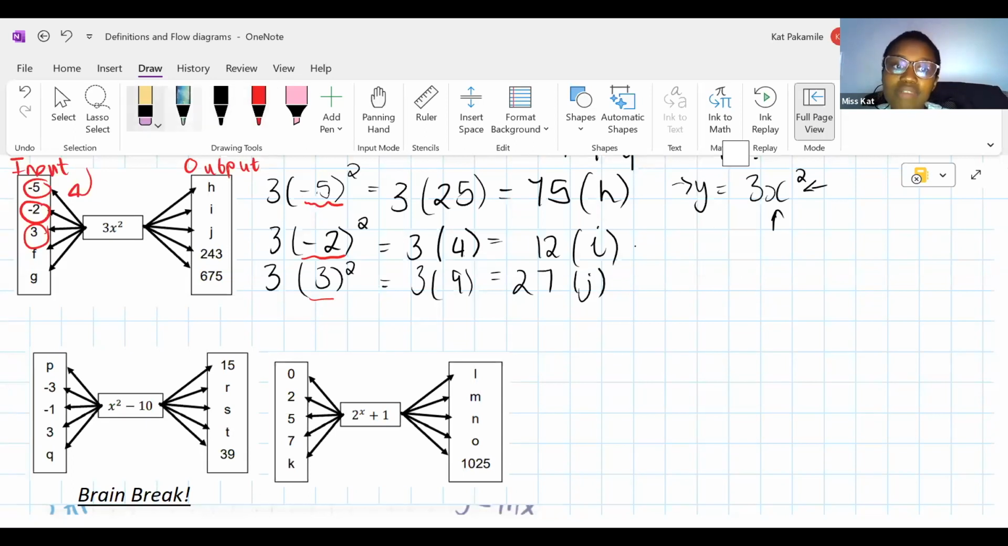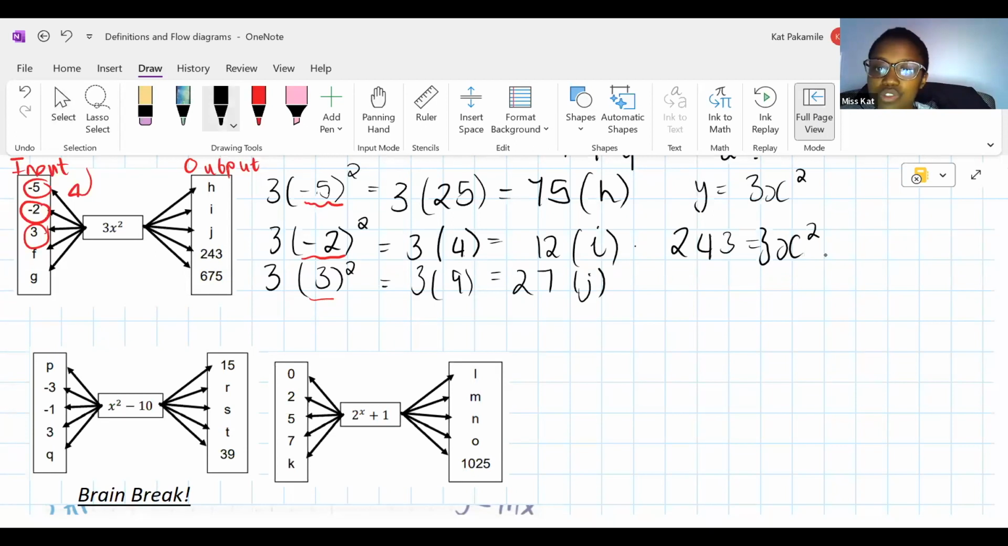What did they give us? They gave us 243, which is the output. There we go. And which letter here corresponds with the output? It's definitely not X, right? Which one is it? It's Y. So instead of substituting at X, you're going to substitute at Y. Because then you're going to have 243 is 3x squared. And remember, Eddie, we did inverse operations.